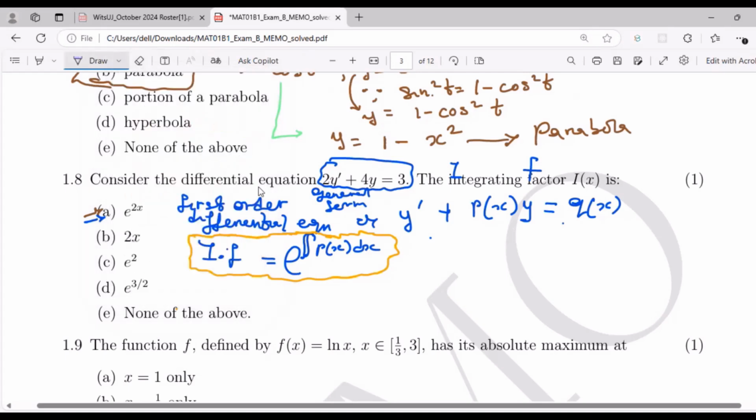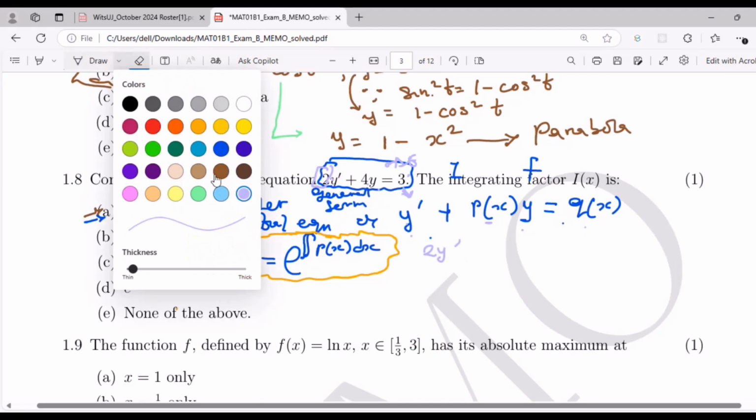So to get our integrating factor, what you now need to do is make the equation the same as this. If you look at this, they have y prime here, you have y prime, but they don't have a coefficient for y prime. You have y here, they also have y, but they have a coefficient, and they have the result here. So for you to make your differential equation the same as theirs, this is your own differential equation.